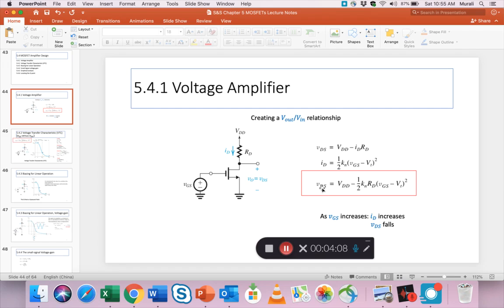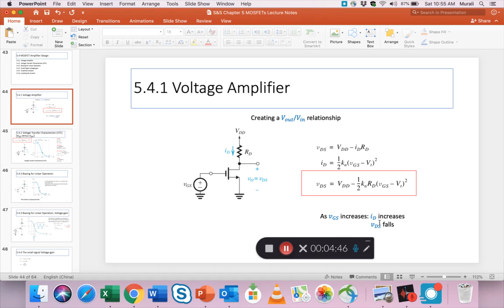But now if you write it in this form that I put in the red box, what we are saying is the output is proportional to the one independent variable here, which is the VGS. Everything else is kind of a constant. The resistance is a constant, Kn is given, Vt is a constant, VDD is a constant. So you can see that we are writing an output as being proportional to an input, and that is the kind of amplification relationship that we want.